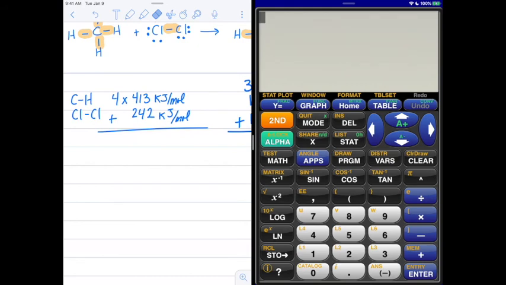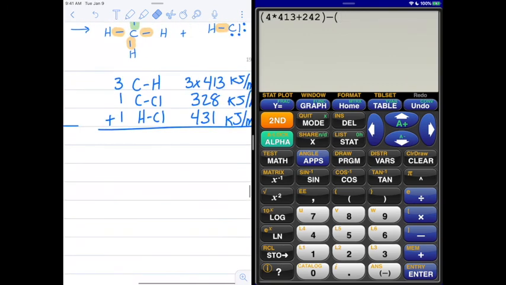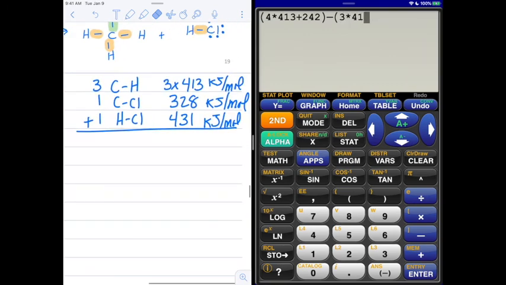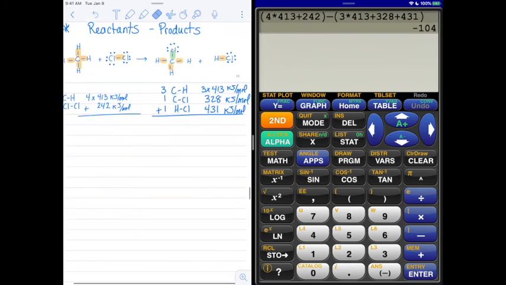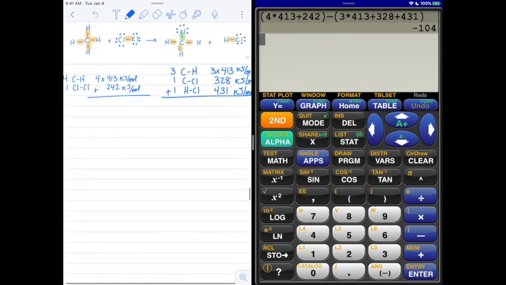So I'm going to do this on the calculator here. So we got, actually let me open parentheses, and then 4 times 413 plus 242, close parentheses, minus, and I'm going to open parentheses. Now I'm going to do 3 times 413 plus 328 plus 431. And it looks like I get negative 104 as well. So our overall answer was negative 104 kilojoules per mole.